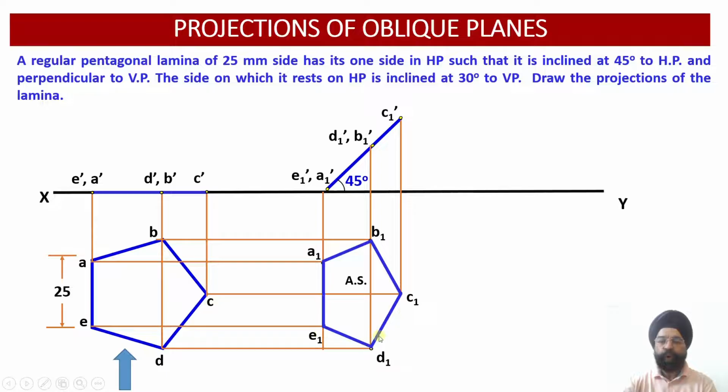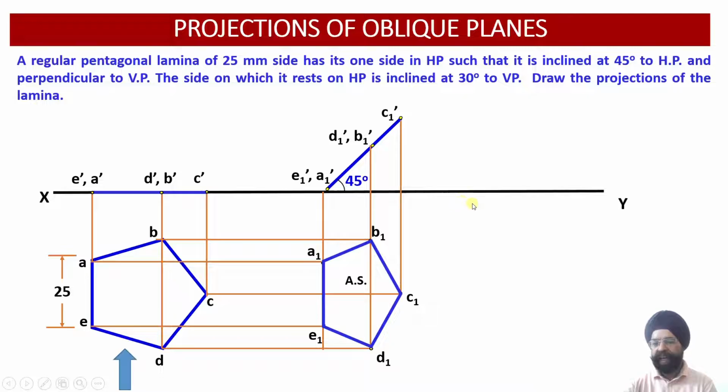So whatever projections we have obtained in the fourth view will be rotated at a particular angle which is given to us, that is, the side on which it rests on HP is further inclined at an angle of 30 degree to the VP. So this figure A1, B1, C1, D1, E1 we are required to rotate or transform at an angle of 30 degree to the vertical plane.